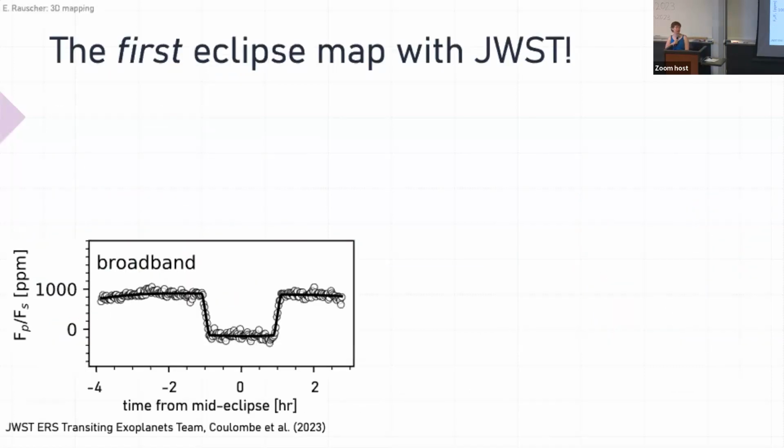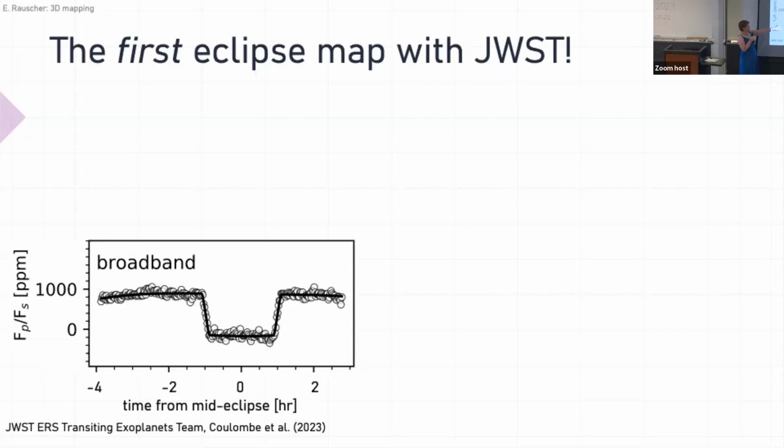There's also a JWST data set that's used this mapping technique. This is from the ERS, Early Release Science Transiting Exoplanet team. These are some instrument observations of WASP-18b, which is a famous ultra-hot Jupiter, a very bright system. I'm a theorist, I'm sorry.